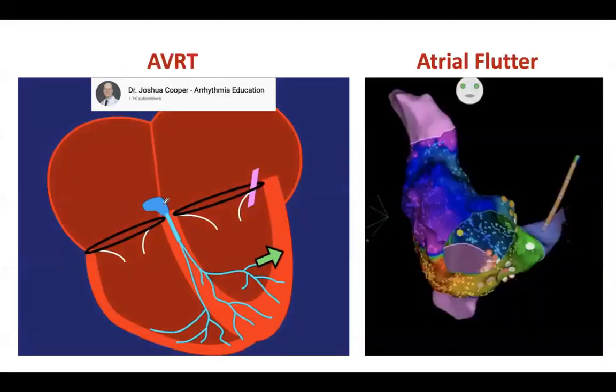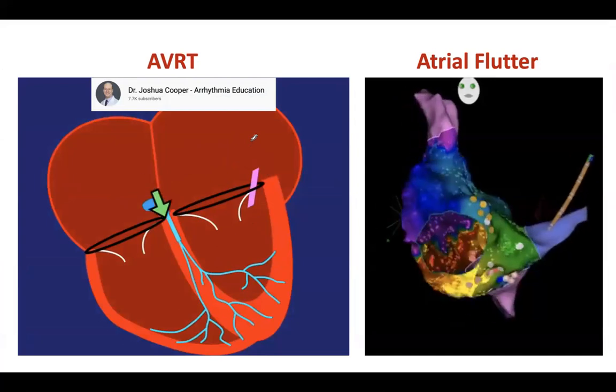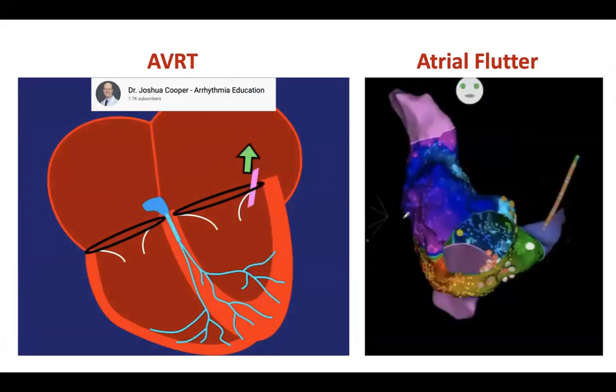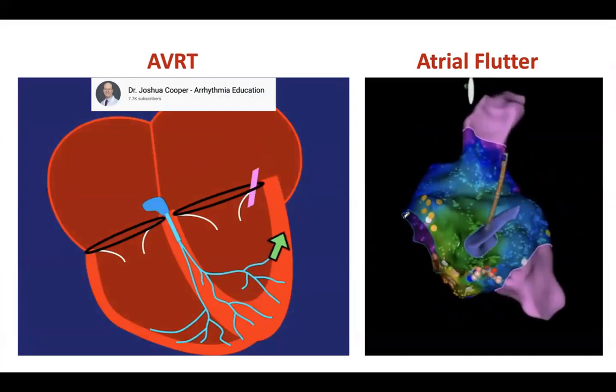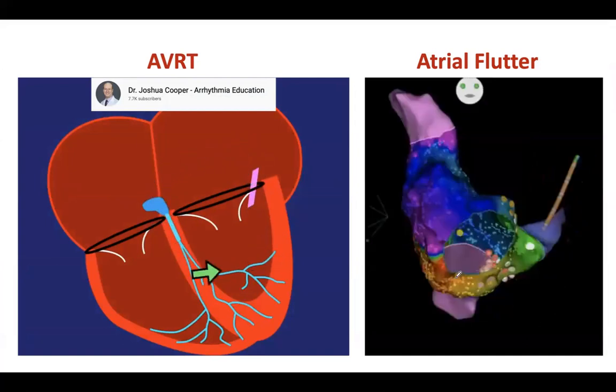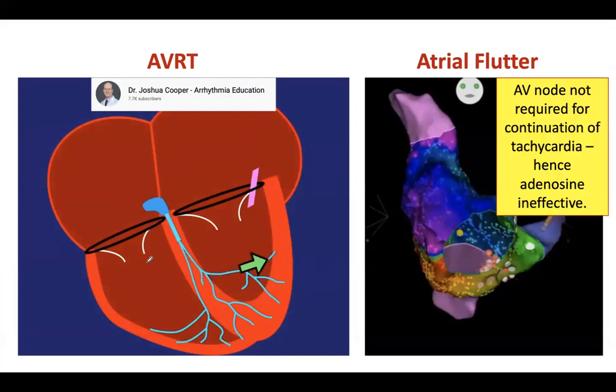With AVRT, obviously you have a circuit that is going down your AV node, up an accessory pathway, and down your AV node and up an accessory pathway. Okay. With flutter, you have a circuit that is rotating around your tricuspid valve, and the AV node has nothing to do with the circuit. And hence, when you give the adenosine, the AV node blocks, but the flutter keeps going. So adenosine is ineffective in terminating the tachycardia, but it's effective in diagnosing the tachycardia.